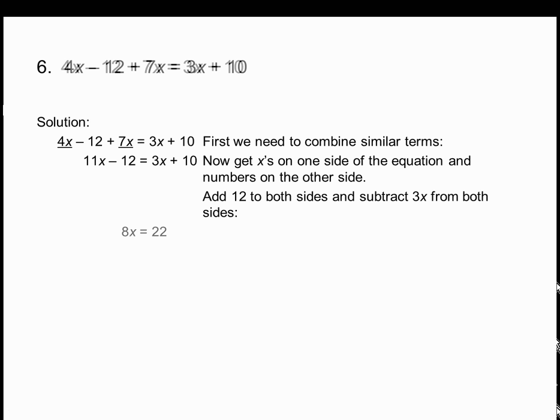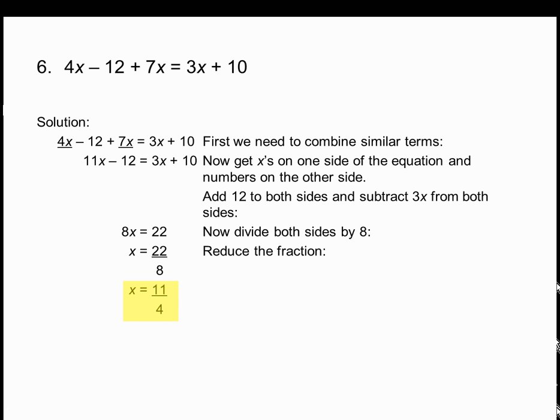So when we do that, we end up with 8x equals 22. Again, 11x minus 3x is 8x. 10 plus 12 gives me 22. Divide by 8. When I have x is 22 over 8, I can reduce that. They're both even. It reduces to 11 over 4. Again, don't go to a mixed number. Remember the directions said do not use mixed numbers or decimals in your answers.